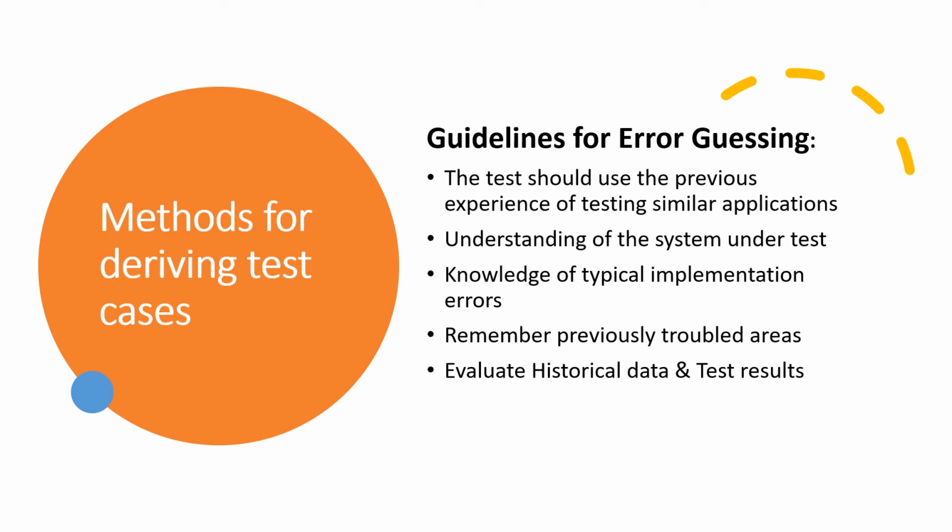So these are the guidelines for error guessing. The test should use the previous experiences of similar applications, understanding of the system under test, knowledge of typical implementation errors, remember previous trouble areas, and evaluate historical data and test results.